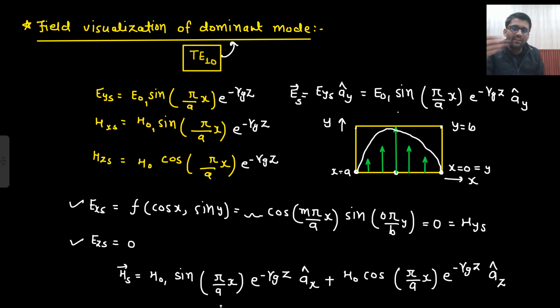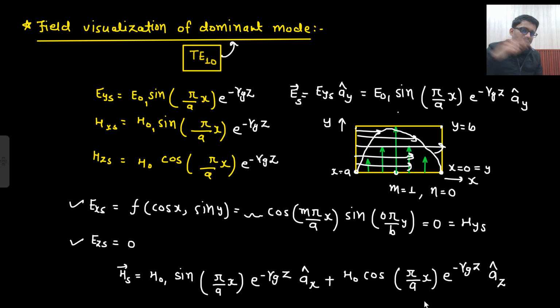TE10. So in TE10, in the electric field we have only one component, that is EYS. So that we can draw. How did we draw it? It is a standing wave along x, dancing in y direction. Along x you can see the number of half cycles is 1, and along y there is no half cycle. There is no field like this. If there was a field like this, then you would say there are half cycles along y direction as well. But there is no half cycle along y direction. There is only a half cycle along x direction, right?